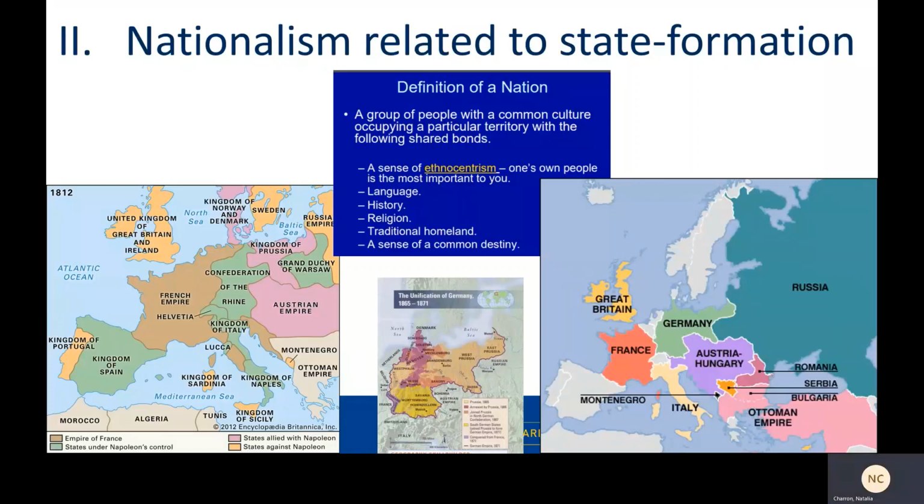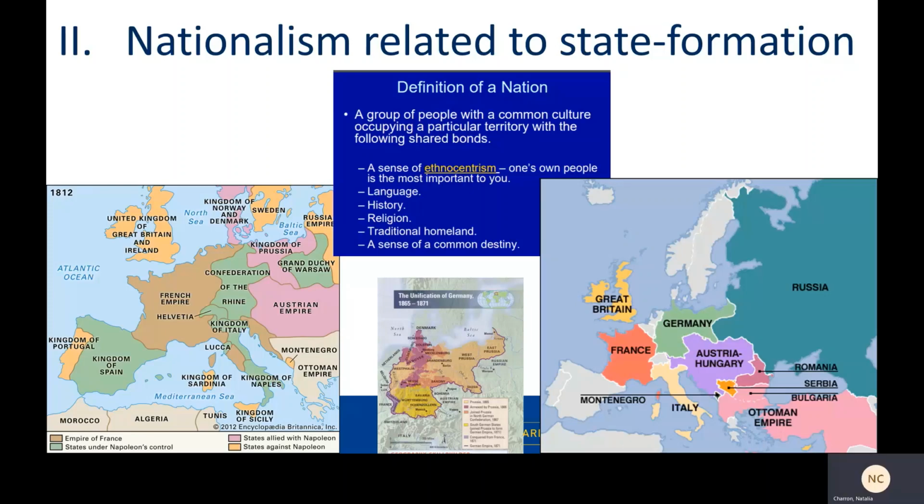So we've looked at the state version of nationalism, like I'm American and I'm better than you because I'm American, the aggressive superiority type of ideology that was promoted during this time period and even today. Now we're going to look at nationalism as related to state formation. In other words, the version of nationalism that exists when there are people that feel like they have something serious in common, whether it's language, history, religion, a traditional homeland, a sense of common destiny. They don't have a state yet that represents them, and they form one, or they want to.